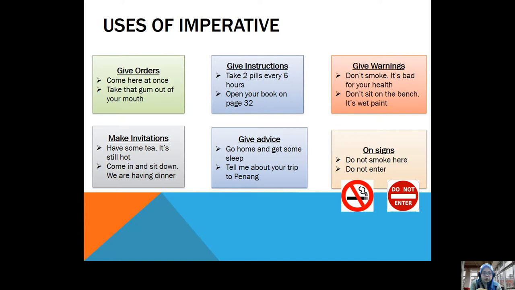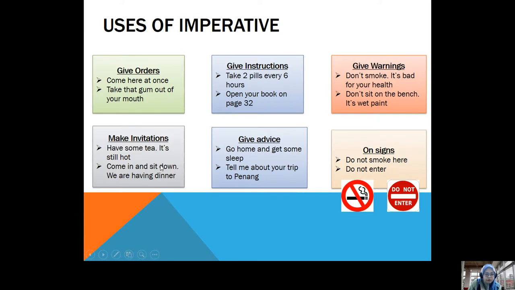Second one, to make invitation. Okay, untuk membuat jemputan. Bukan jemputan macam jemputan kahwin ke apa. I mean, the sentence is like people invite you. Okay, like let's watch a movie together. Dia selalunya ada perkataan let's. Okay. Let's watch movie together. Let's go for date this weekend. Have some tea, it's still hot. Okay, come in and sit down. We are having dinner. So all this is the imperative.